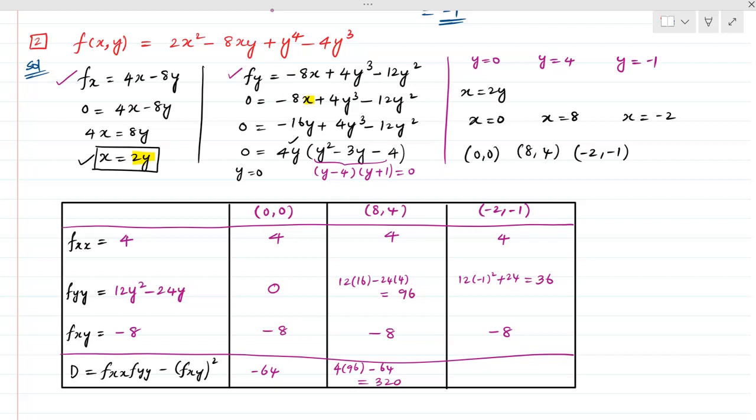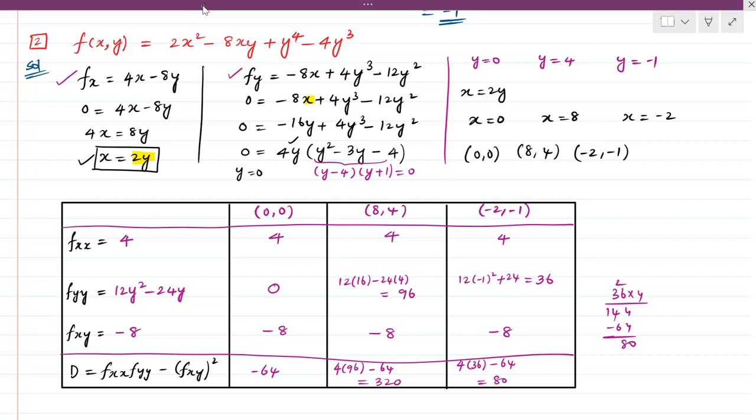Next, when you multiply these two, it becomes 4 into 36 minus 64. So again, the value will be equal to minus 8, which is equal to 80. So here 36 into 4, and subtract with this one, it is 80. Now I have to go with the sign here.